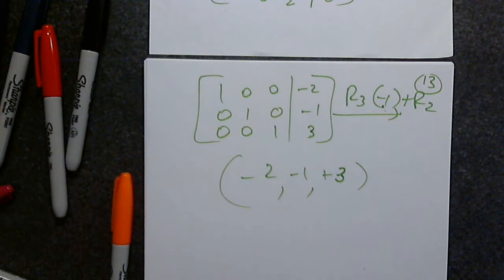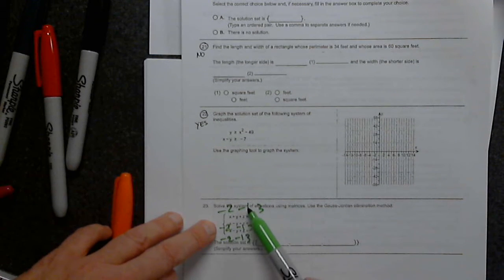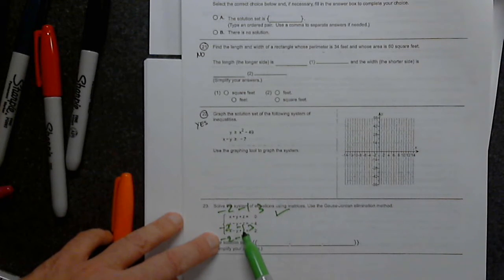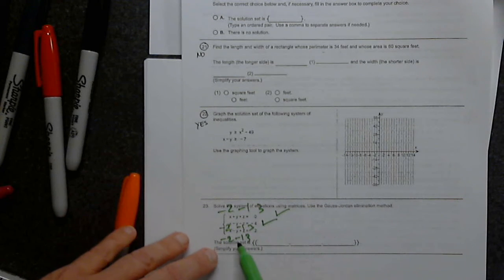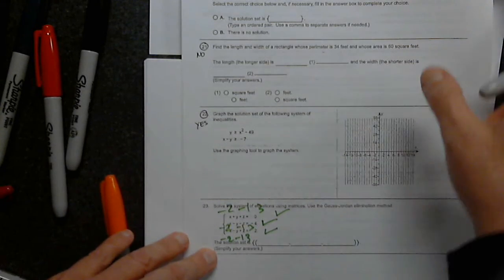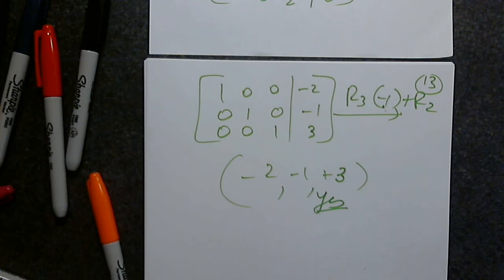So the system was negative 2, negative 1, 3. Okay. Negative 2 minus 1 is negative 3, plus 3 is 0. Negative 2 plus 1 is negative 1, minus 3 is negative 4. Negative 2 plus 1 is negative 1, plus 3 is 2. So then I will say definitely yes. Any questions?